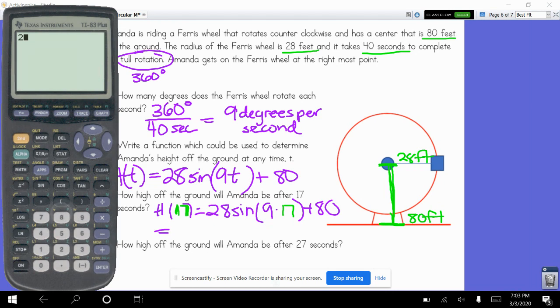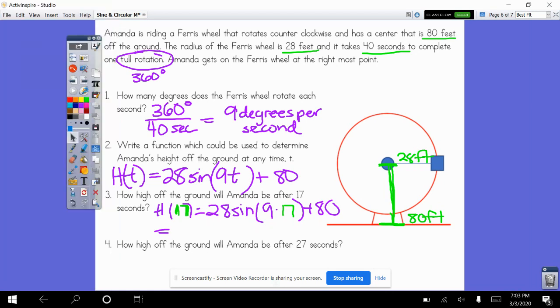If you get a really weird negative number when you do this, that's your problem. You need to make sure you're in degree mode. And then plus 80. That gives me 92.7, so I'm going to round that to 93. 93 feet.